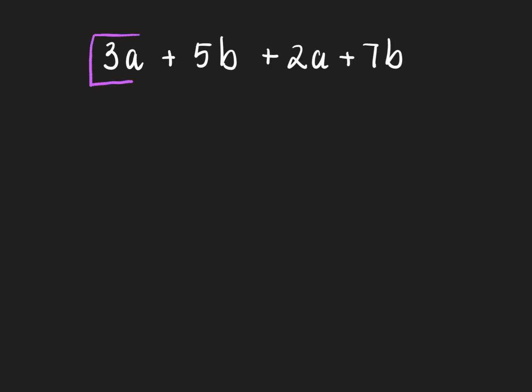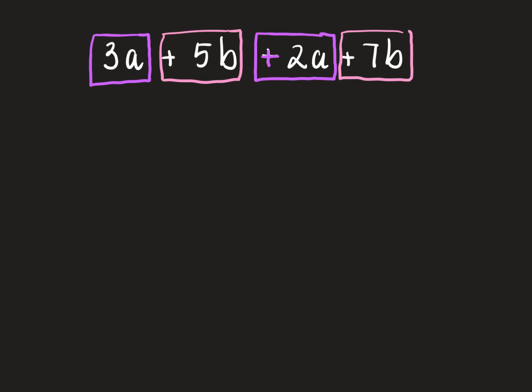Okay, next question. How do we simplify this expression? Can you see how we've got 4 different terms and we're adding them all up? Here's what I'm going to do. I'm going to find all of my A terms. I've got 3A here and I'm adding 2A. Notice I put in that plus sign there in the box, and I've got positive 5B here, plus 7B. Now I'm going to deal with the A's first. I've got 3 of them plus 2 of them. That gives me 5A. And with the B's, I've got 5B plus 7B, which gives me 12B. So our answer is 5A plus 12B.